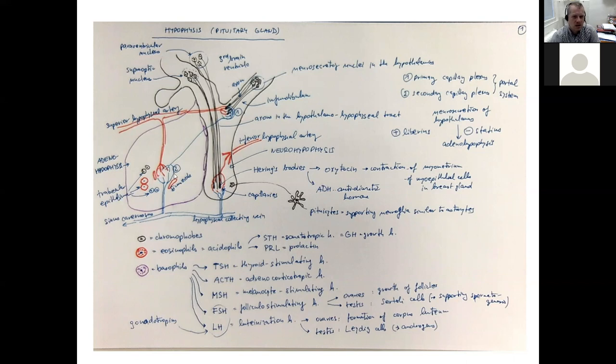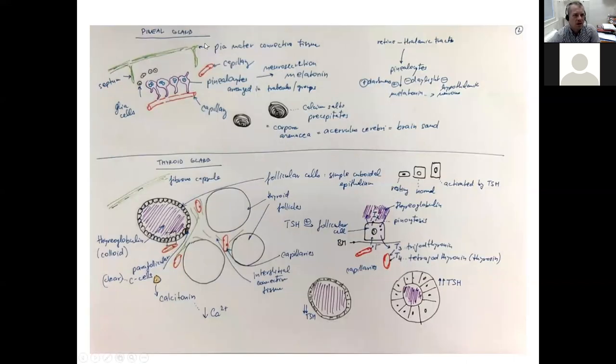So that's it. Oh, I forgot special cells, special glial cells of the neurohypophysis called pituicytes. It's the pituitary gland, right? So that's briefly. The pineal gland, it's part of the epithalamus. Therefore, it's covered by pia mater.